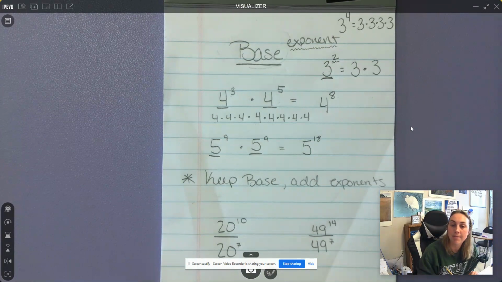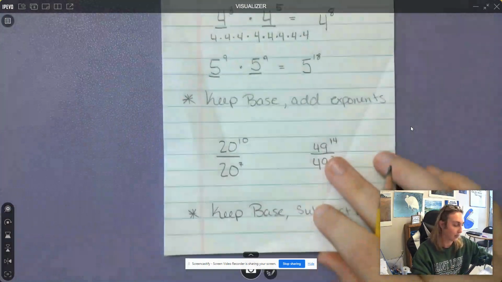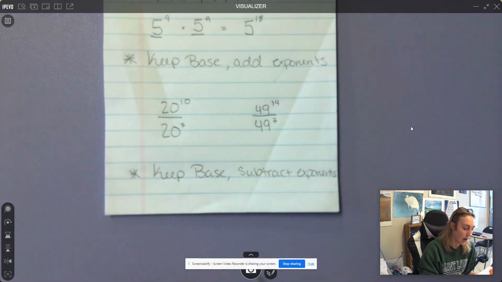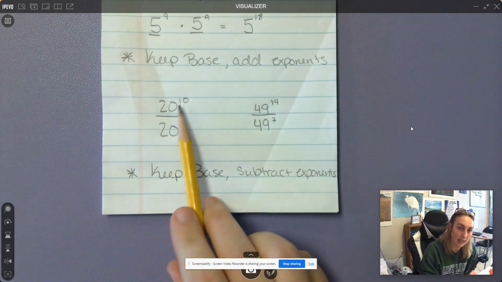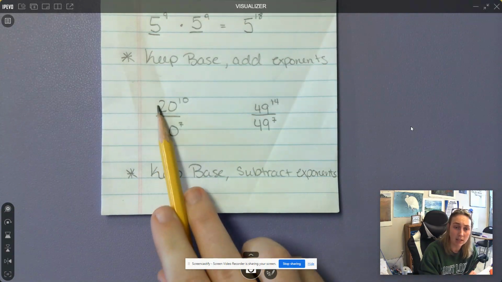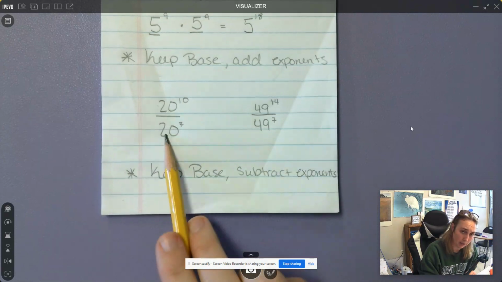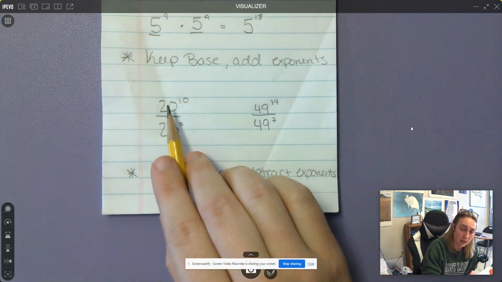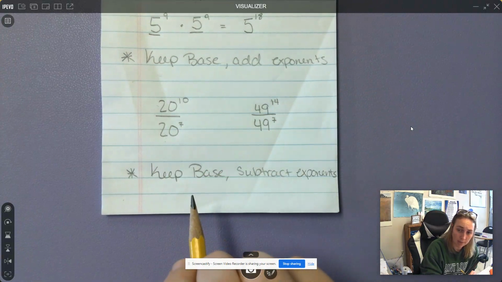That's all it is. So let's look at dividing like bases. It's very similar to what we just did. This time, again, they're going to have like bases. So we have 20 to the 10th power getting divided by 20 to the 7th power. The base is the same, they're both 20. And how we would simplify this is there's going to be 10 20s at the top and 7 20s at the bottom.